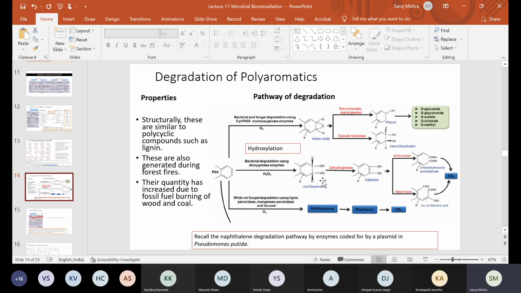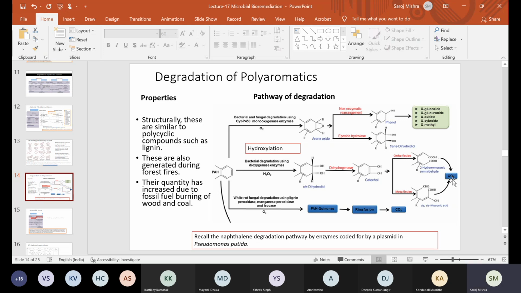Structurally, it is very similar to the trans-dihydrodiol, except that the hydrogen atoms here are oriented in a trans manner, and here in a cis manner. These are intermediates which can directly come into the central metabolic pathway. This undergoes dehydrogenation to give rise to catechol, and eventually catechol is degraded down to carbon dioxide and water.